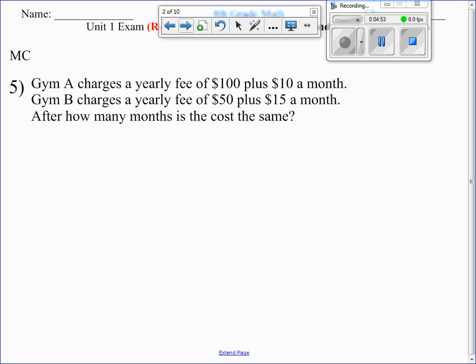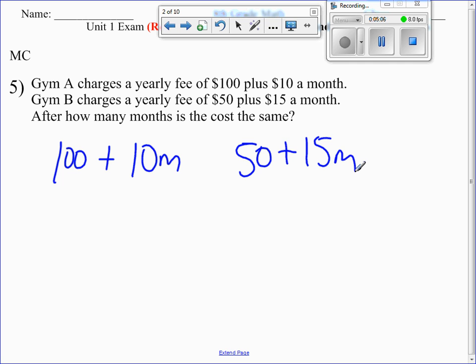All right, number 5, Gym A charges a yearly fee of $100 plus $10 a month. Gym B charges a yearly fee of $50 plus $15 a month. After how many months is the cost the same? So the same, they want to know when they're equal. So this is just solving an equation with variables on both sides. Look for the smaller variable and get rid of it by doing the opposite.